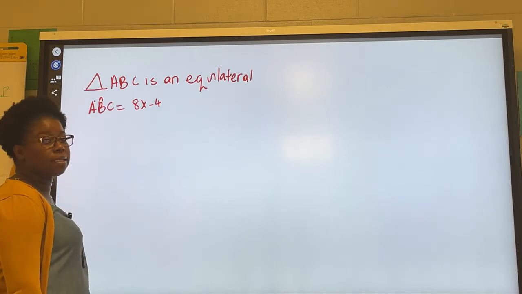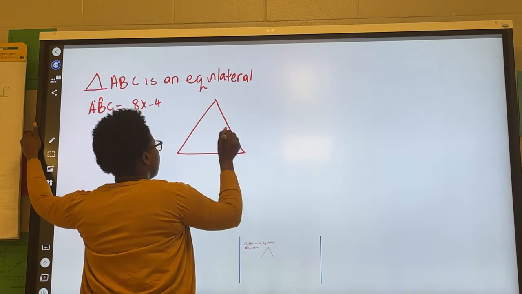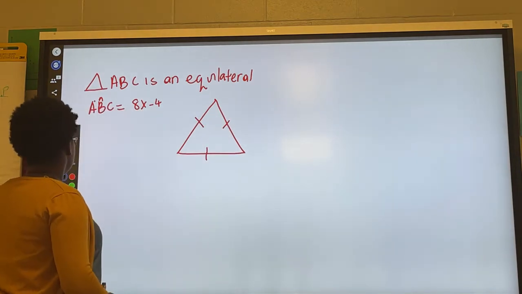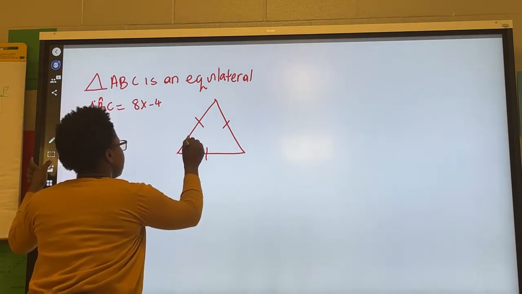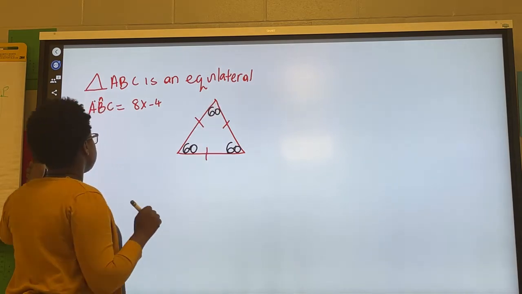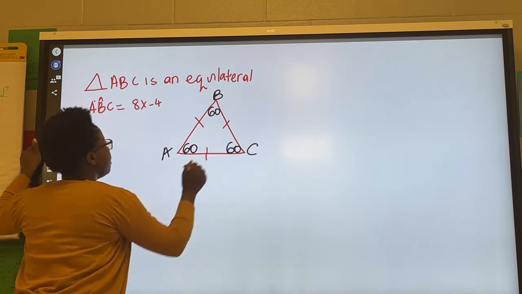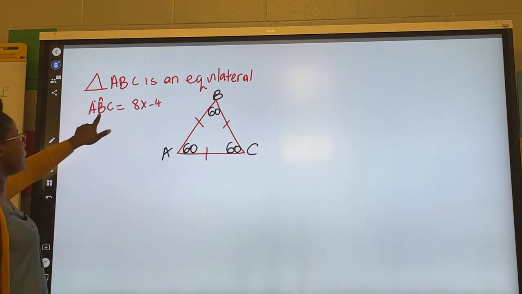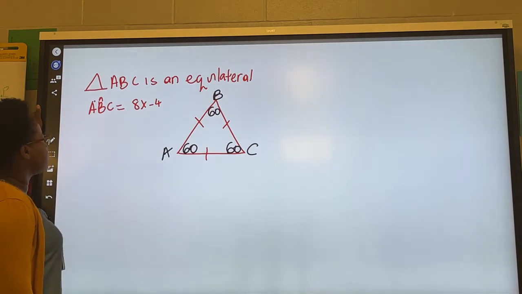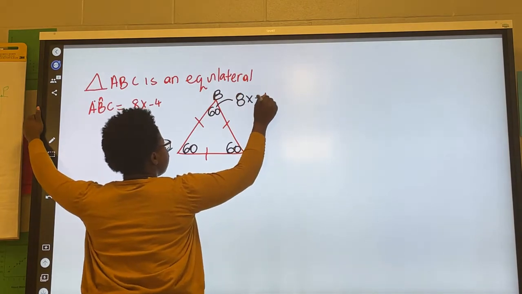So it says equilateral. So I know that all sides, all angles are equal. So this equal to that, equal to that. And all angles are also equal. So if that's 60, that's 60. And that's also 60. And let's label the triangle. They also said the angle at B, so the letter in the middle is the angle of interest. The angle at B is equal to 8x minus 4. So right here is 8x minus 4.